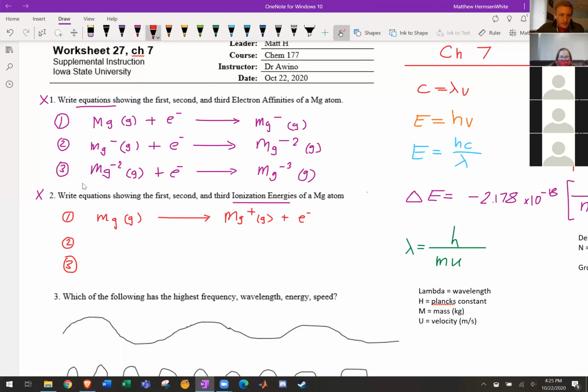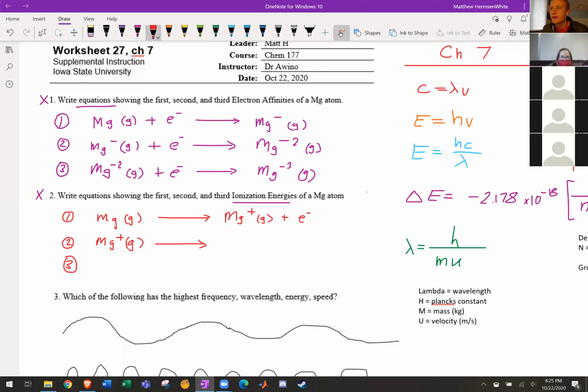All right, so number 2 then, the ionization energy is the opposite. So the first one, we took off one electron and got Mg plus. So we're going to start here with Mg plus, and that's going to... I got a chat here.